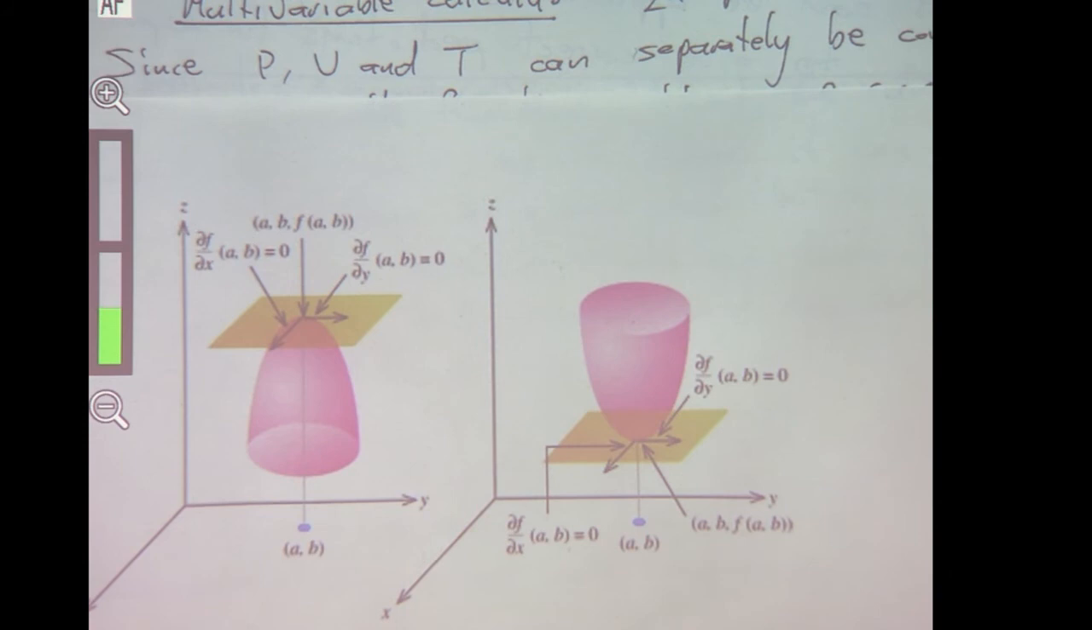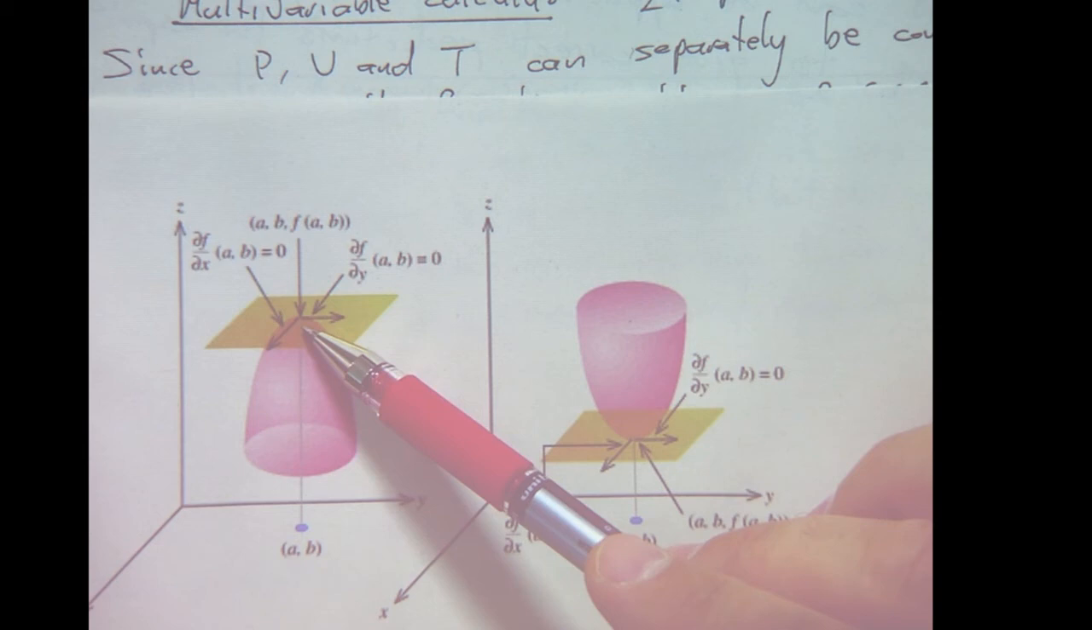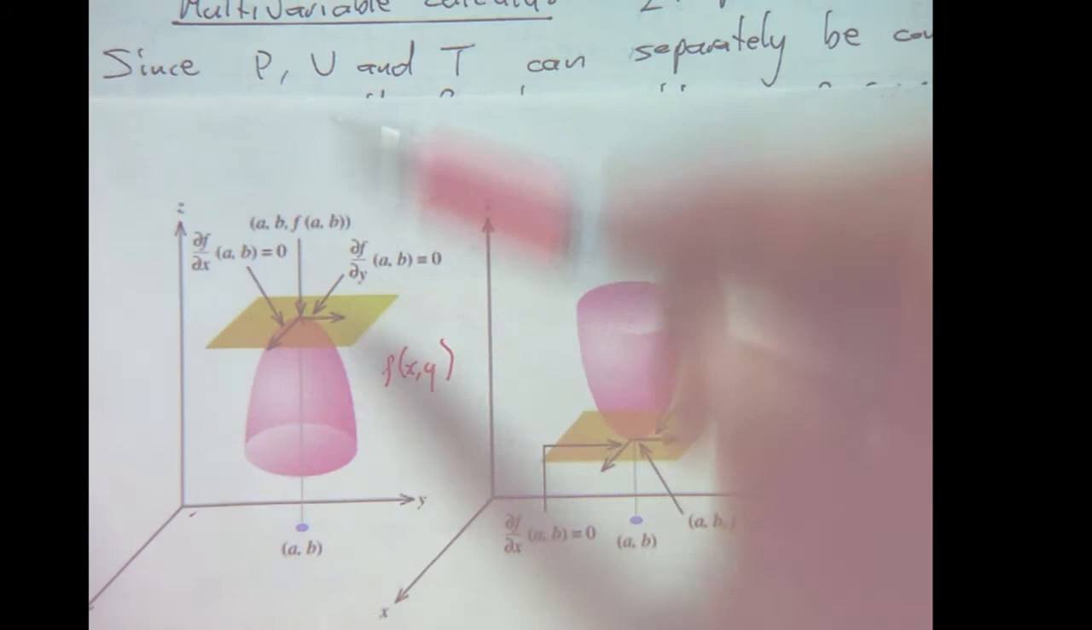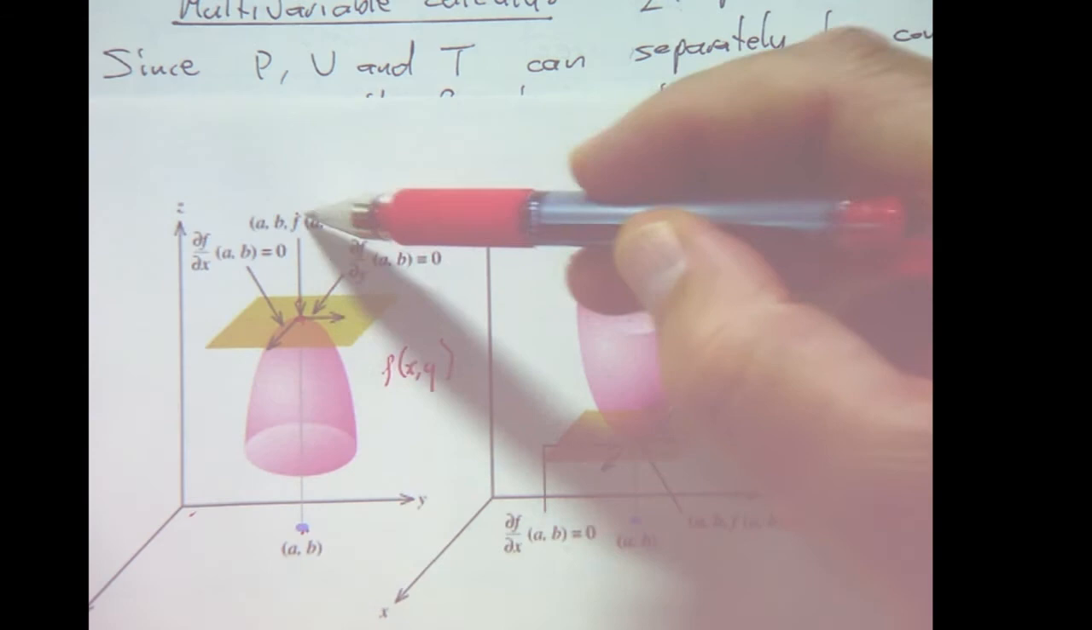If you just need a bit of revision of what a partial derivative means, a partial derivative is essentially the slope in some particular direction. So, for example, here, this is the function f of x, y. The point here, the maximum point, A, B, f of A and B, is a point in three-dimensional space because this is the graph of the function.